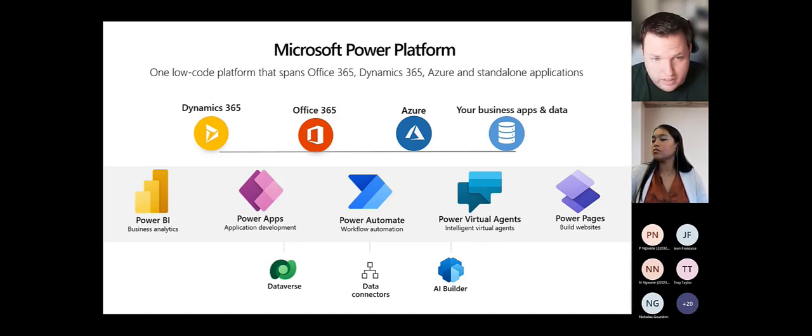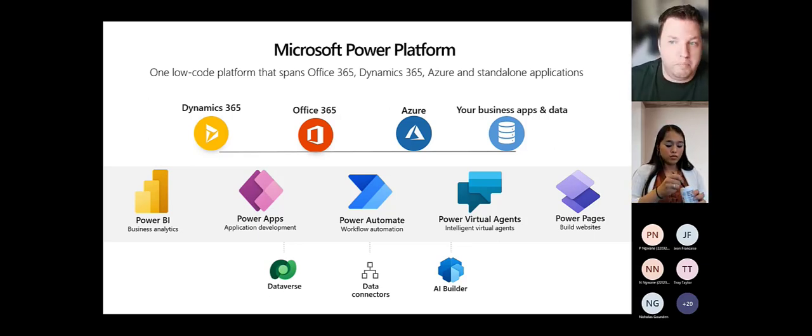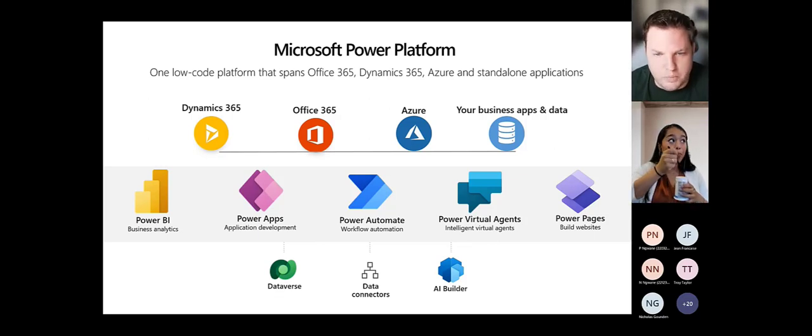And if you look at the top of the slide, there's Dynamics 365, Office 365, Azure, and your own business apps and data. You can use all those parts also inside of the Power Platform, and you can use parts of the Power Platform also inside of those products. So you can, of course, use a Power Automate workflow within Dynamics 365 or use a chatbot in there. You can use Office 365 also together with Power BI. You can embed a Power BI report inside of Teams, for instance.